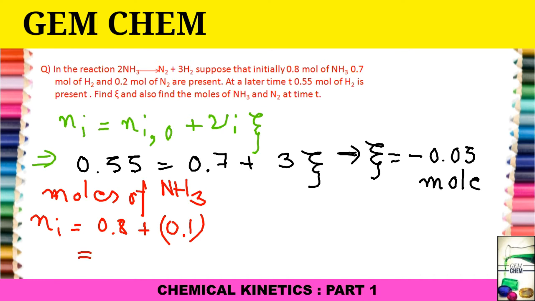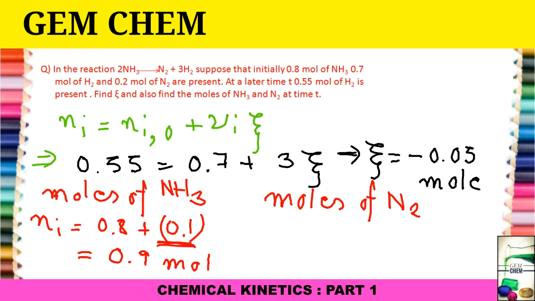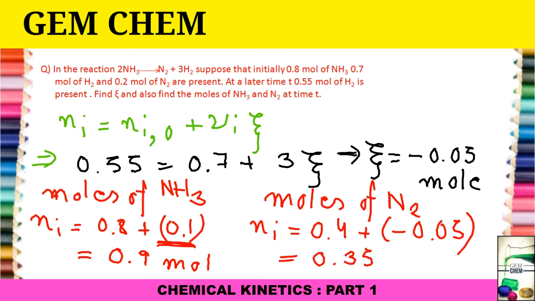Ultimately here we get 0.9 mole. And moles of nitrogen, if we try to calculate, then here nitrogen is 1, so we will multiply 1 into the extent of reaction, right? And in this case we have multiplied with 2 because there were 2 ammonia. So Ni equals 0.4 plus minus 0.05 equals 0.35 mole, and this is our answer.